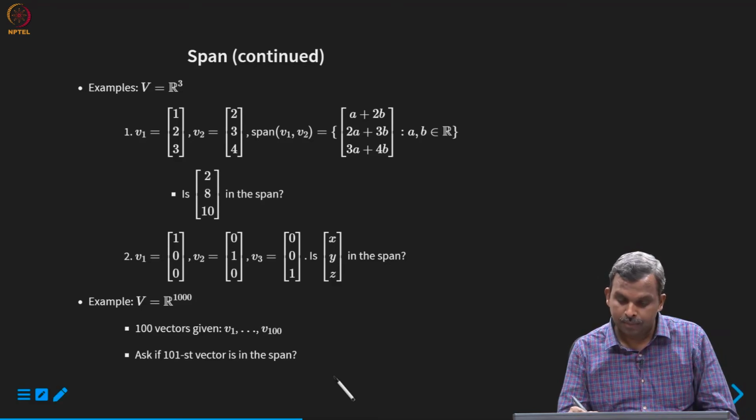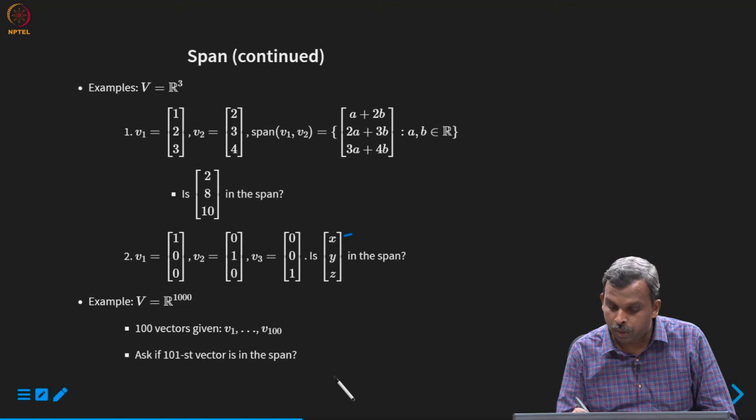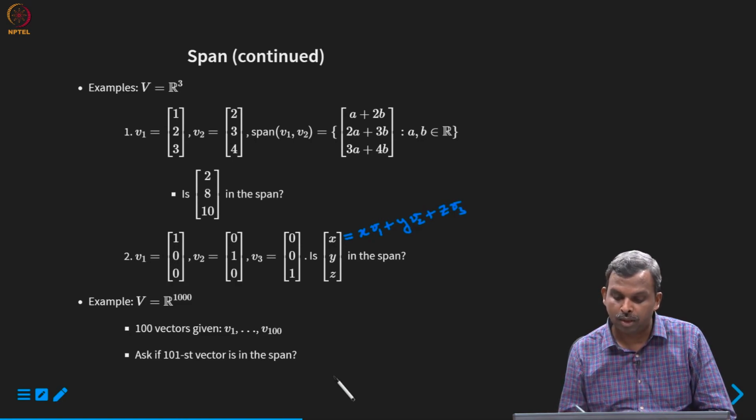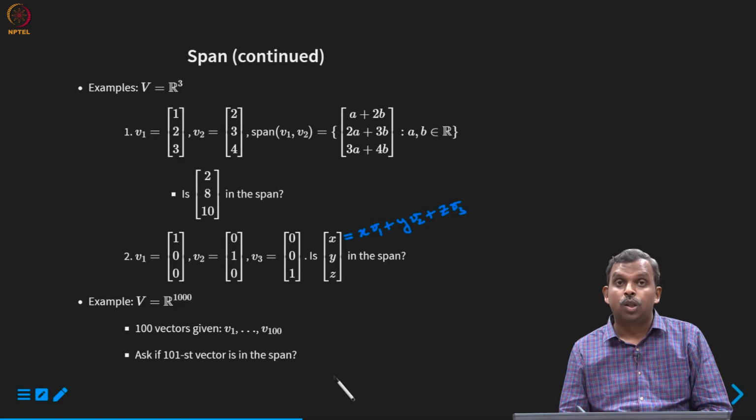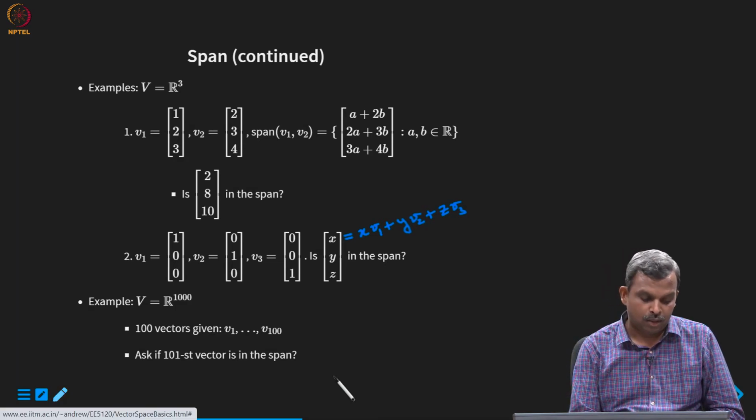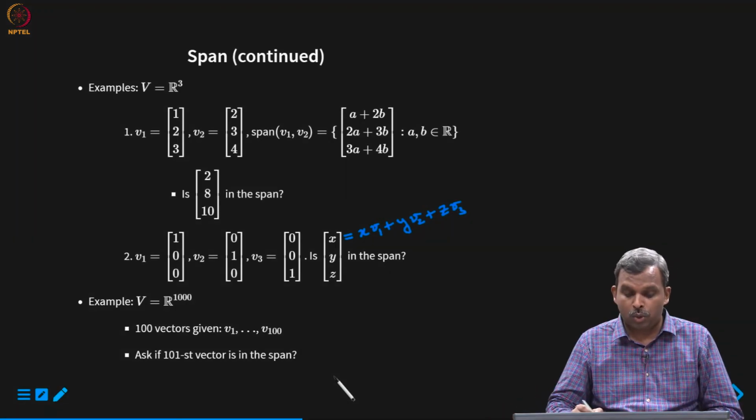So this is always equal to x times v1 plus y times v2 plus z times v3, right? Isn't it? So that's a good thing to know. So what do I mean by that?